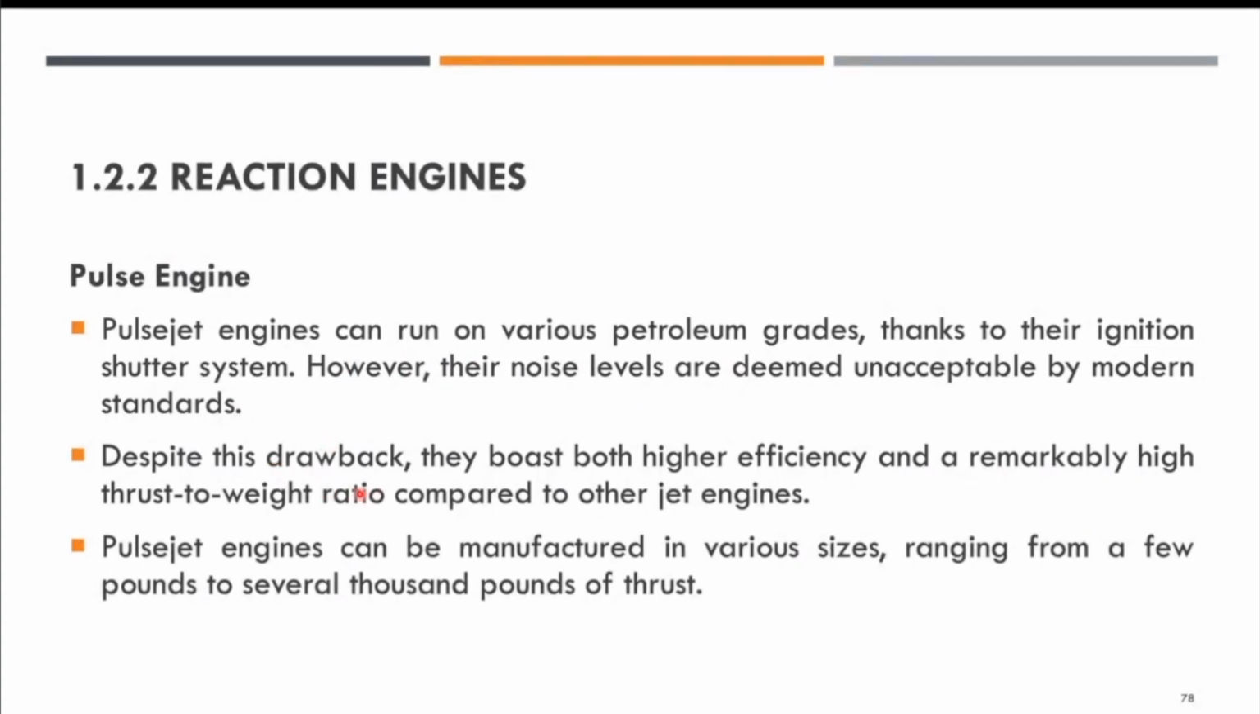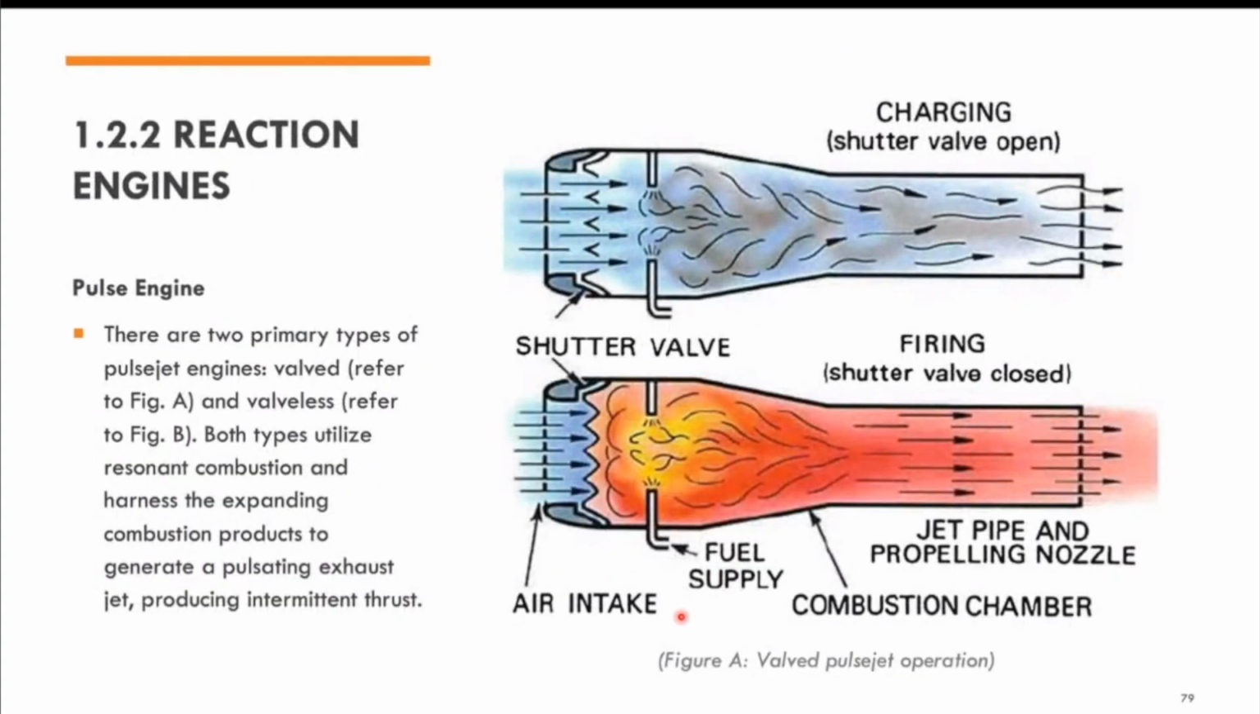Despite this drawback, they boast both high efficiency and a remarkably high thrust to weight ratio compared to other jet engines. Pulse jets can be manufactured in various sizes, ranging from a few pounds to several thousand pounds of thrust. This is just a typical arrangement of pulse jet operation.